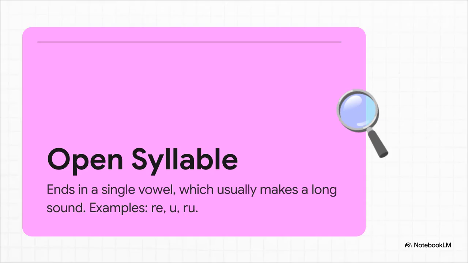All right, next up is the open syllable. And honestly, this one's super simple. It's just a syllable that ends in a single vowel. That's it. And when it does, that vowel usually says its name. It makes a long sound. Think about the re in retirement, or the u in utilize, or even the ru in unruly.